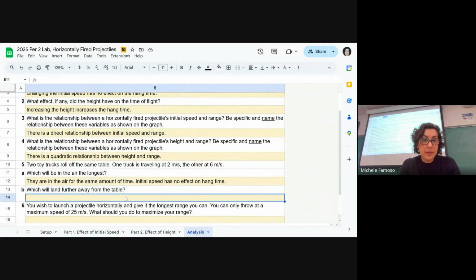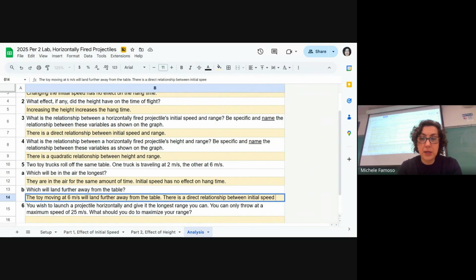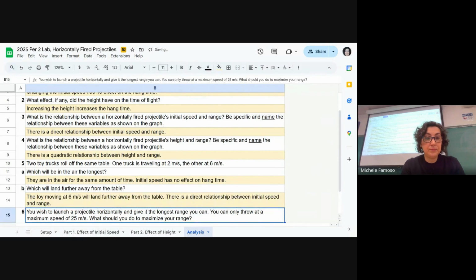So the toy moving at 6 meters per second will land further away from the table. And that's because there is a direct relationship, as we answered in an earlier question, between initial speed and range. Right? Didn't we answer that in question 3? Direct relationship between the initial speed and the range.